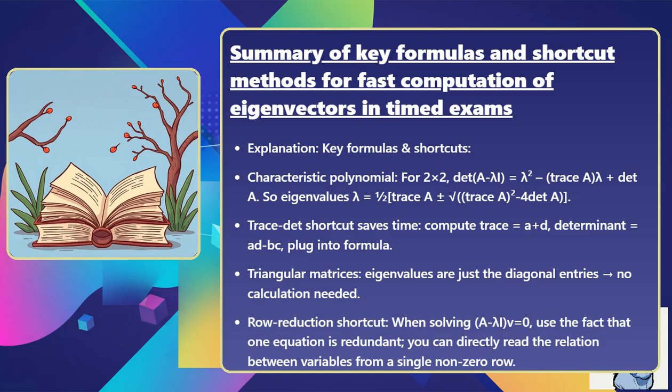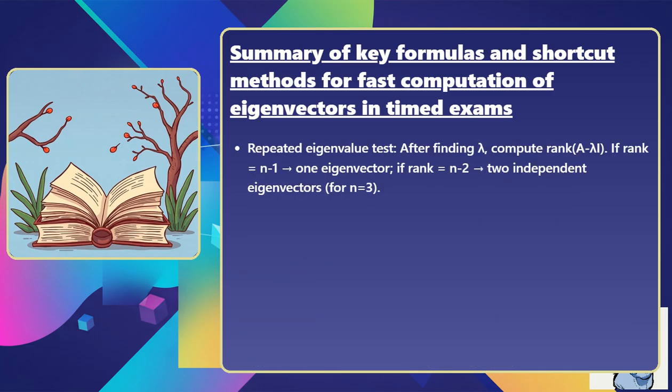Row reduction shortcut. When solving (A − λI)v = 0, use the fact that one equation is redundant. You can directly read the relation between variables from a single non-zero row. Repeated eigenvalue test. After finding λ, compute the rank of A − λI. If rank equals n−1, one eigenvector. If rank equals n−2, two independent eigenvectors for n = 3.